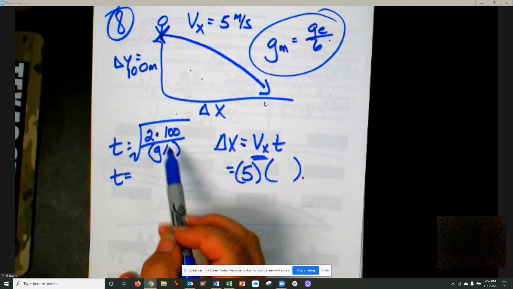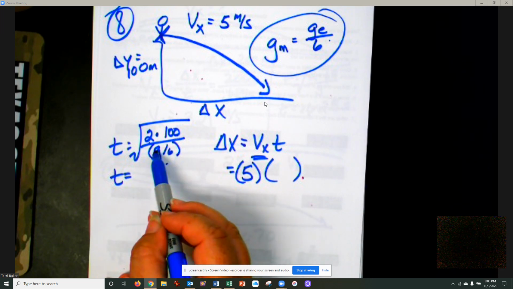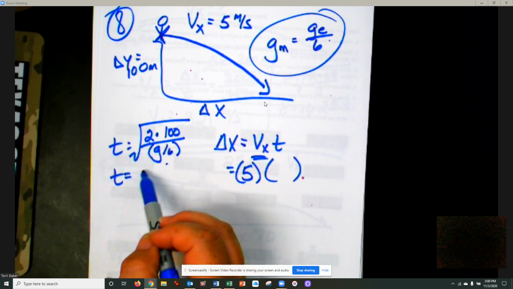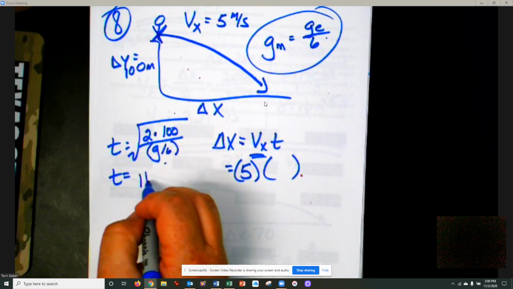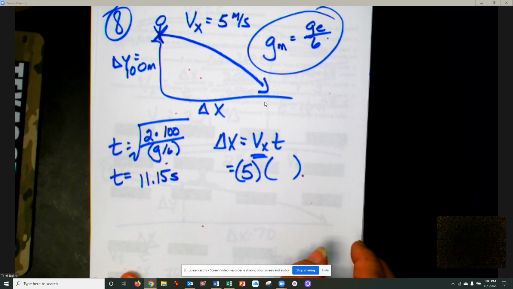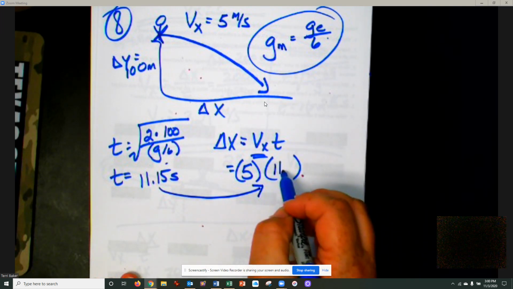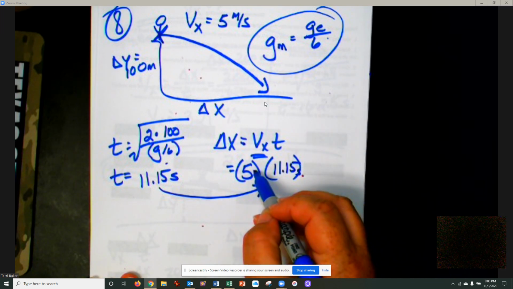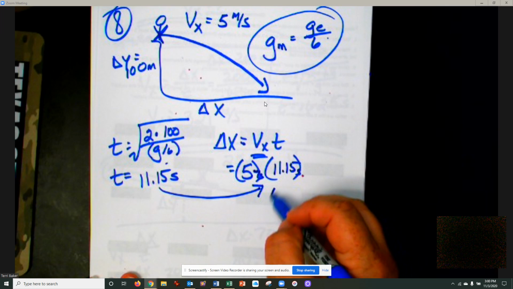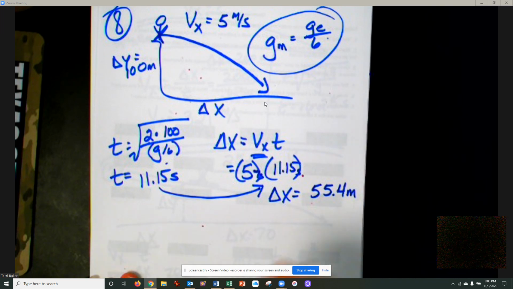So if you do 2 times your vertical divided by 1/6 of g, 9.81 divided by 6, and then take the square root of the whole thing, you will get 11.15 seconds. It took 11.15 seconds for the Twinkie to land in the crater, because gravity's not as strong there. Plug that into there. You will get delta X equals 55.4 meters.